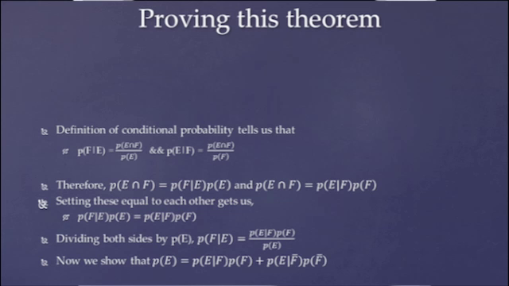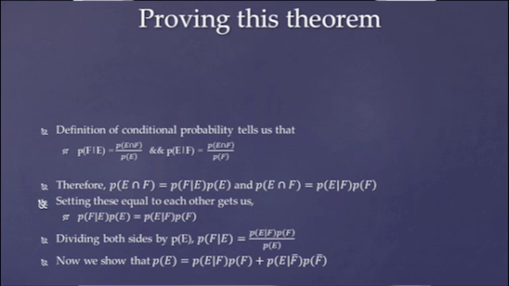So to prove this theorem, we can use that the probability of E and F must be equal to the probability of F given E times the probability of E, and the probability of E and F is equal to the probability of E given F times the probability of F. Setting these equal to each other gets us the probability of F given E times the probability of E equals the probability of E given F times the probability of F. Dividing both sides by the probability of E, the probability of F given E is equal to the probability of E given F times the probability of F divided by the probability of E.